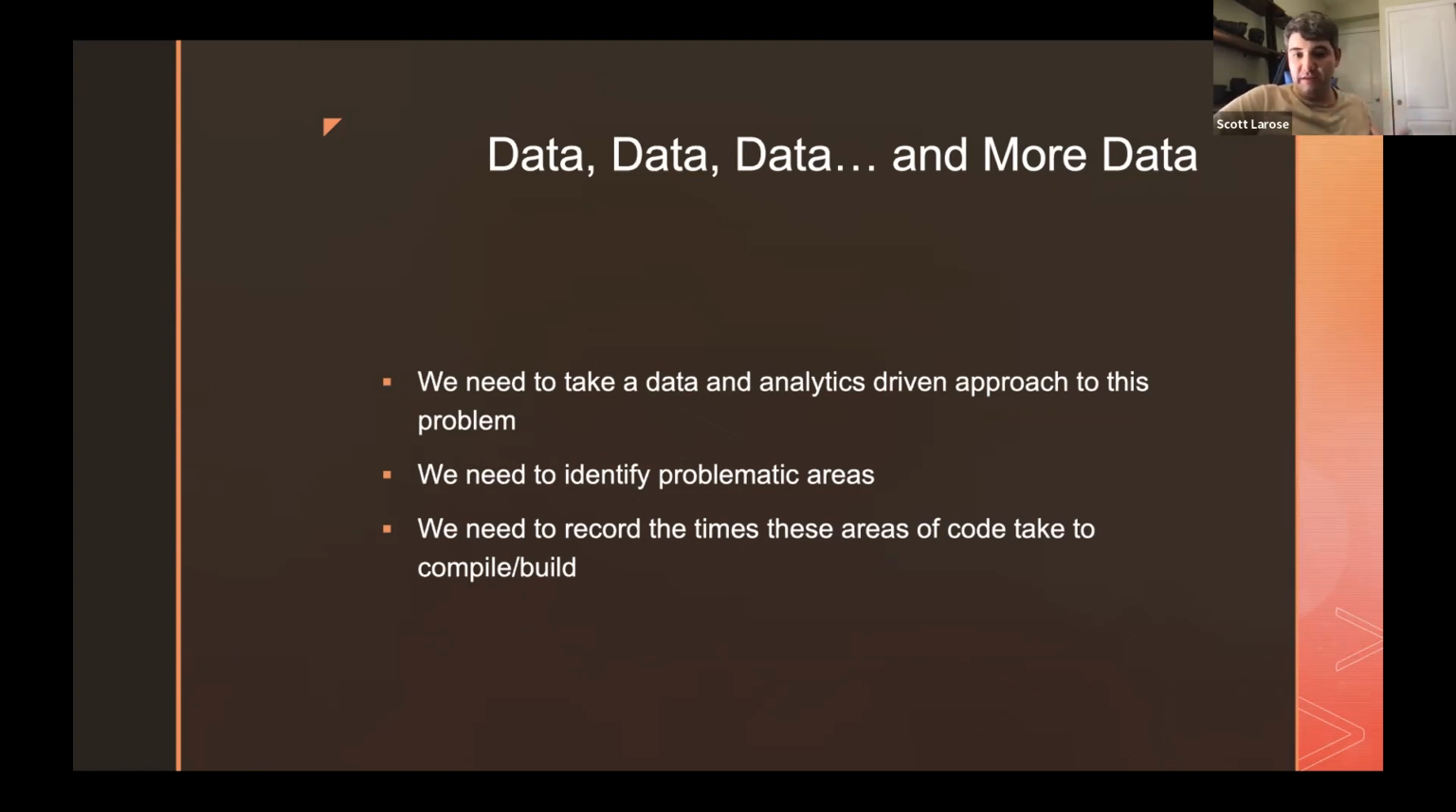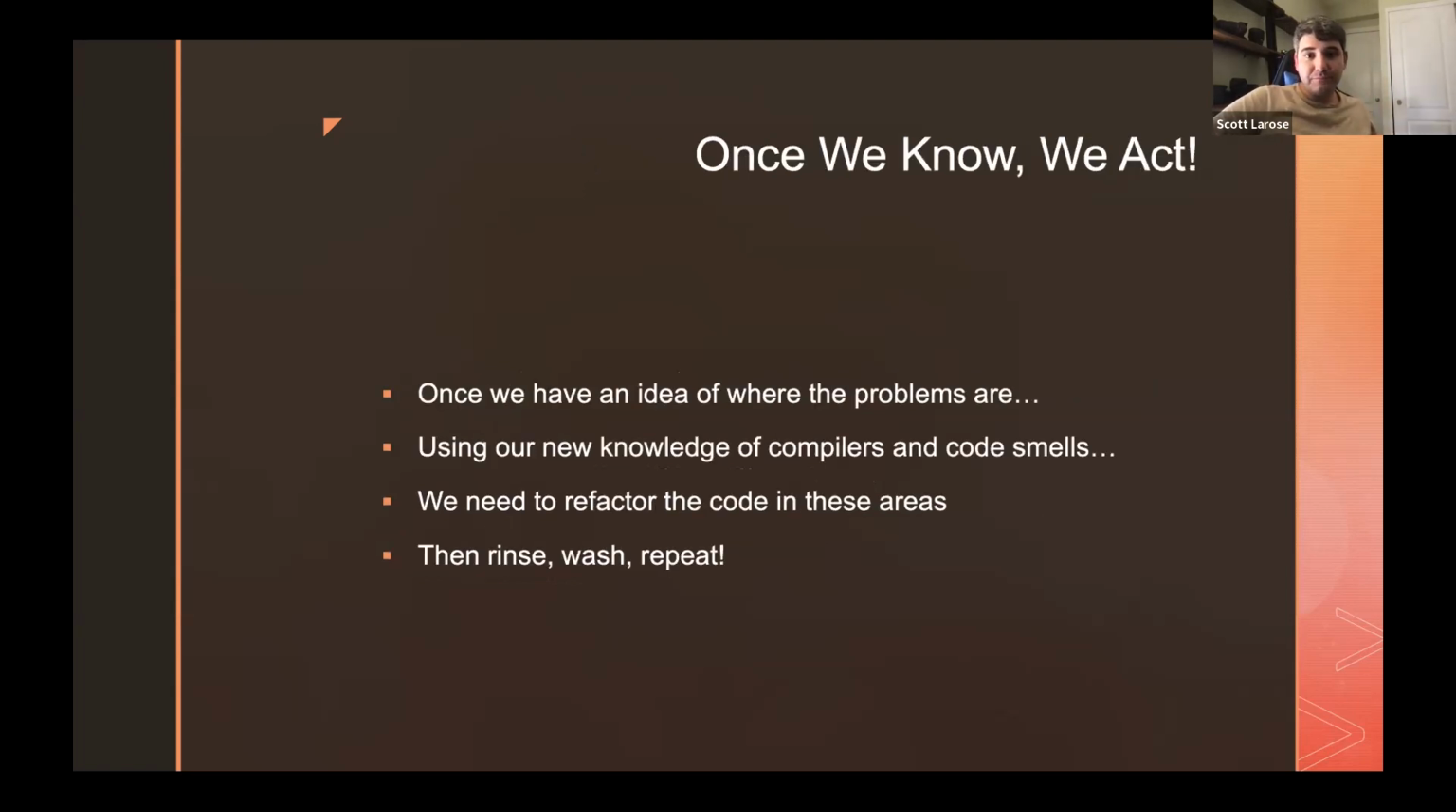So you need to record these times though. So if you find a problematic area of your code base, first thing you do is you try to find out as much about it, and you record the amount of time that it's currently taking, and then you start thinking about theories. So once we know, we act.